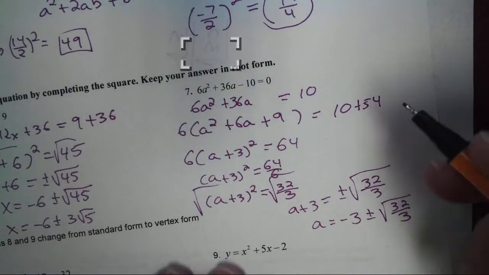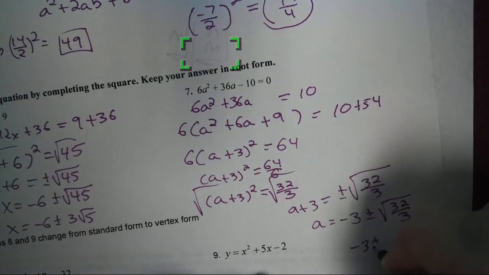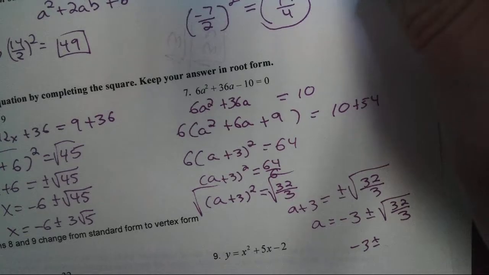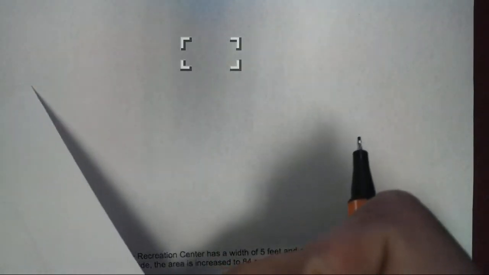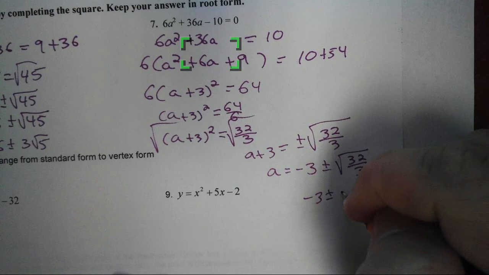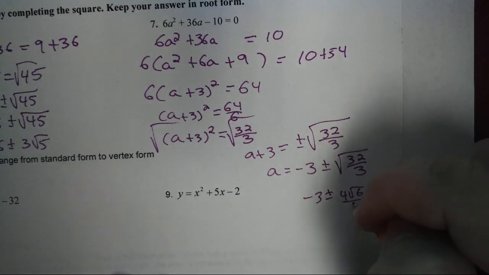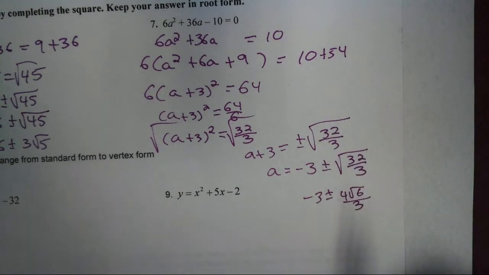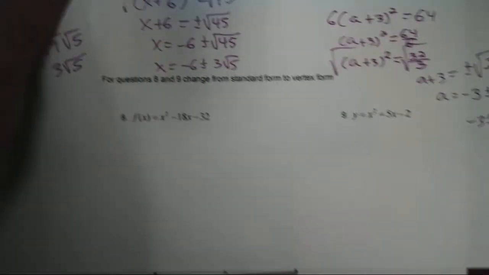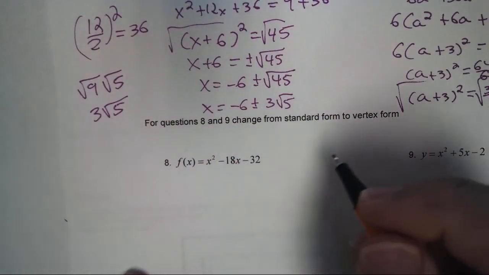So we change our answer to negative 3 plus minus, what was it? 4 root 6 over 3. And that would be for full credit. All right. On to number 8, putting things into vertex form.